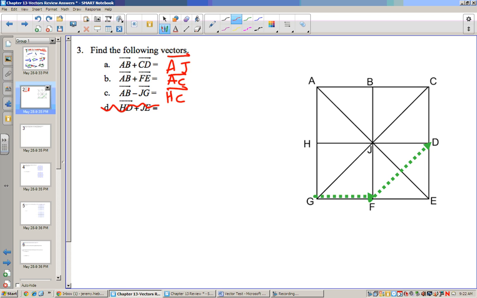Should make my H more legible. All right, and that's the end of the first page.